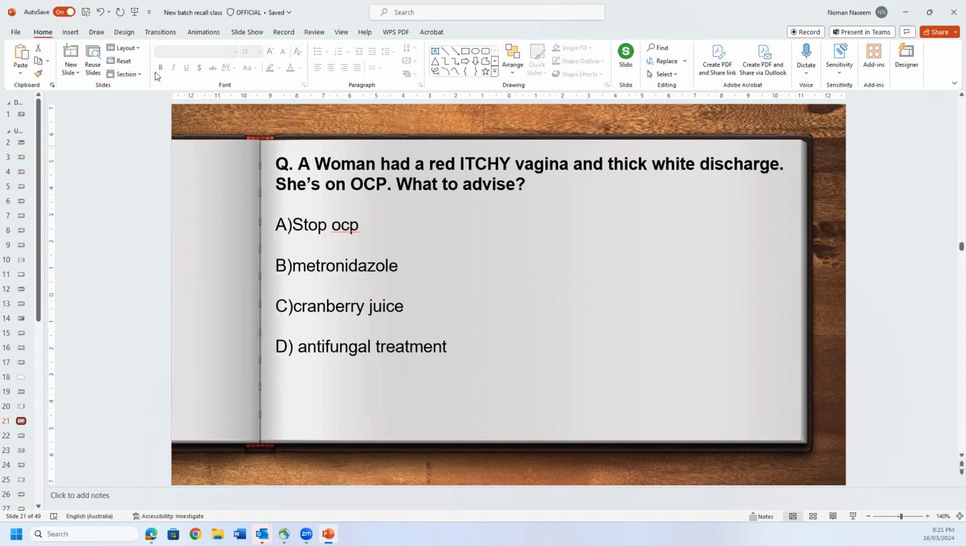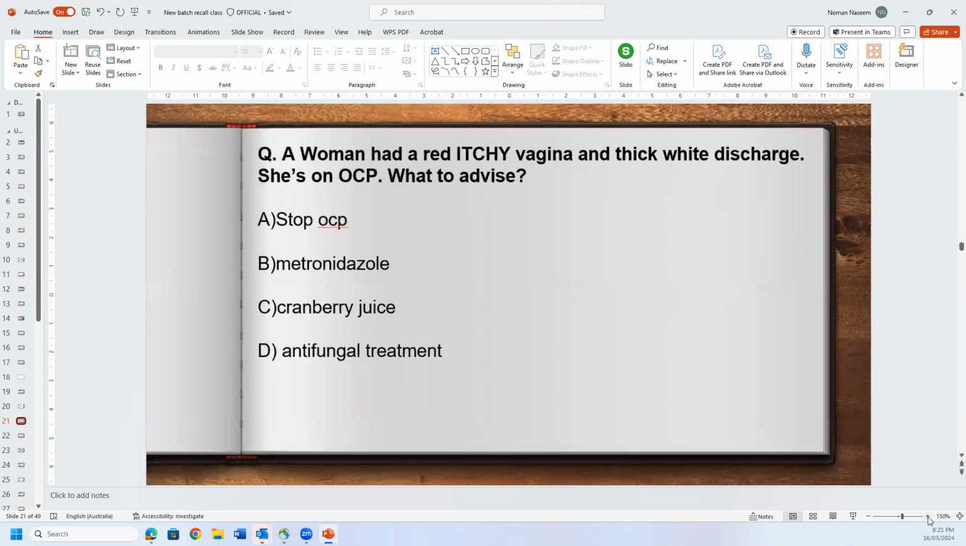Okay. Next question is, a woman has a red itchy vagina associated with thick white discharge. Very easy question, to be honest. She's on OCP. What to advise? Stop the OCP, get metronidazole, cranberry juice, or give antifungal treatment.